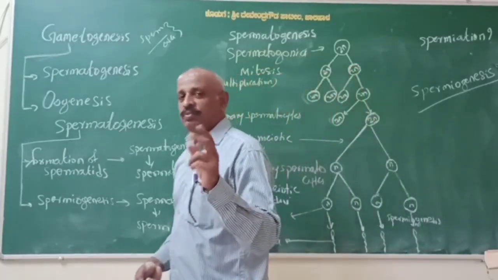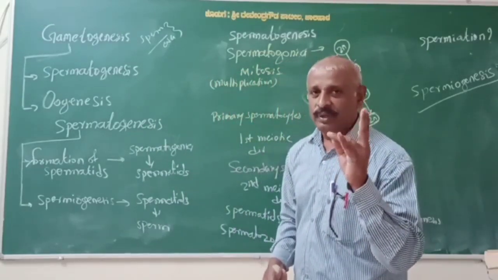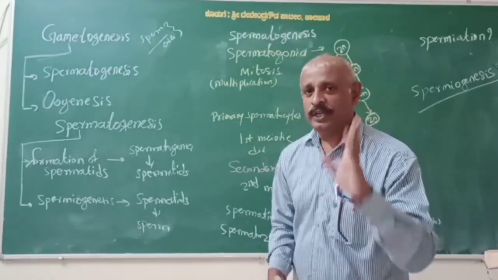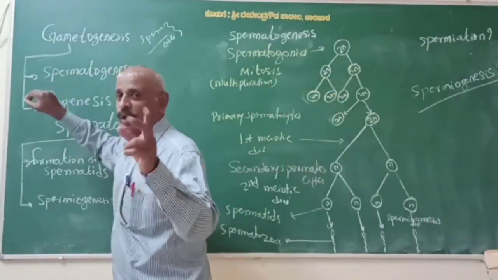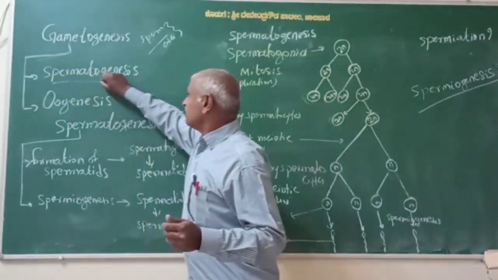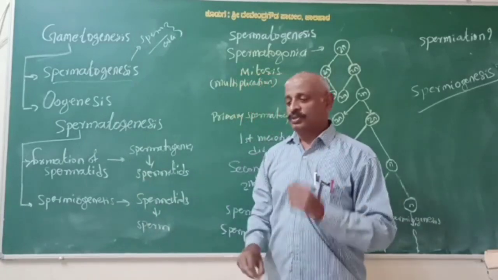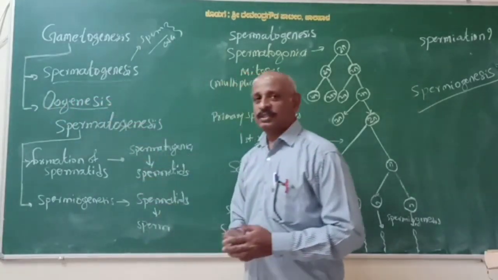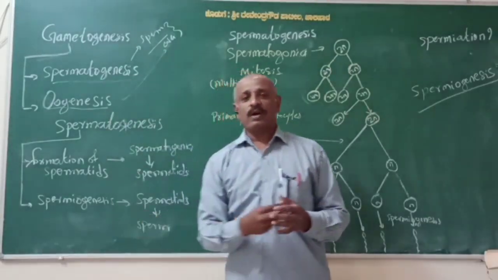Gametes are always formed in the gonads, as you know already. Gametes are of two types, male and female. And also you know that gametes are always haploid in nature. In gametogenesis, we observe two kinds. One is called spermatogenesis, regarding the formation of sperms. And the second one is oogenesis, regarding the formation of ova.